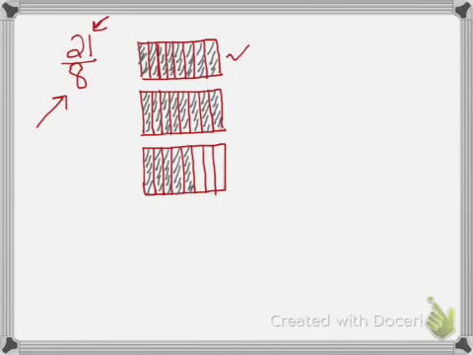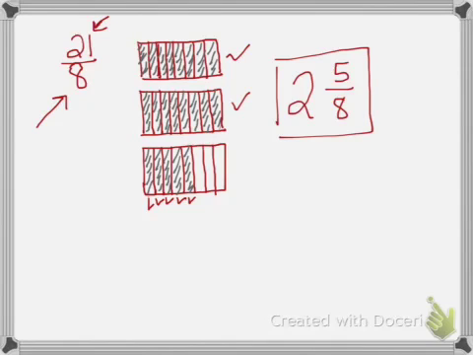So I have 1, 2, so I have 2 whole pieces. And how many do I have left over? I've got 1, 2, 3, 4, 5. I have 5 eighths left over, and that is my mixed number.